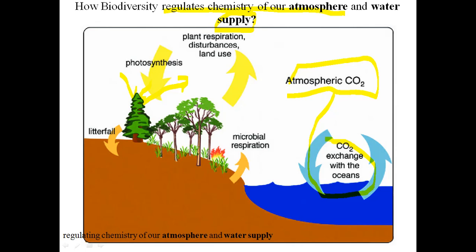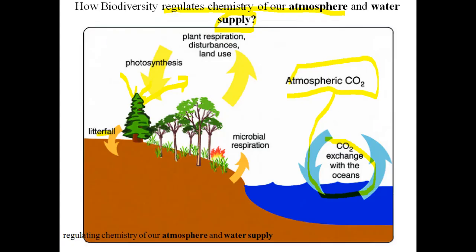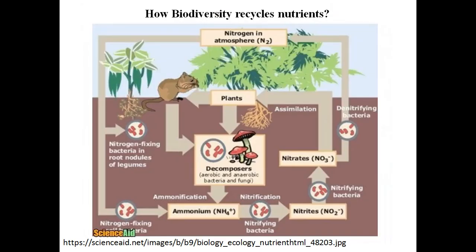When these plants die, they fall on the surface of the soil, and then they are decomposed. When they are decomposed, their organic nutrients are mixed with the soil, so the soil becomes more fertile. Then biodiversity also recycles nutrients.